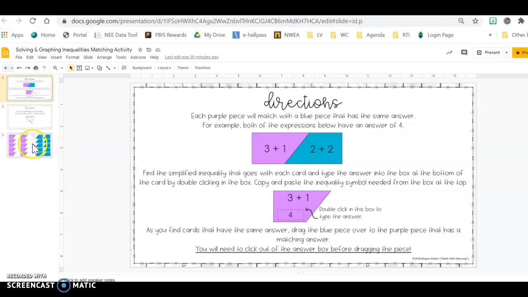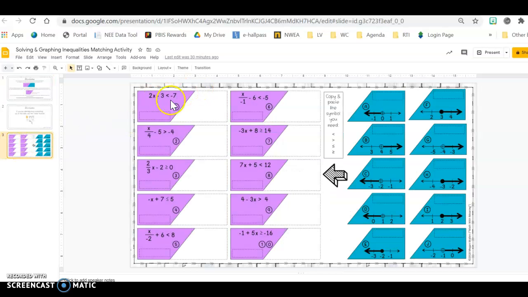So what this is saying is these purple pieces over here are going to match with one of the graphs on the right-hand side. So what you're going to do is solve a problem. So for instance, on number 1, we have 2x minus 3 is less than negative 7. So when we solve this, first we have to start with addition or subtraction.